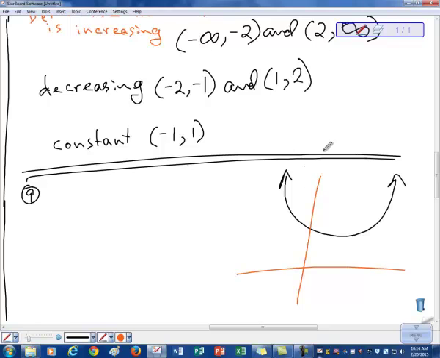Now notice this is a parabola, so it's not like they're going straight up. And so no matter where we apply the vertical line, it only intersects at one point. So this would be a function. Yes, it is a function.